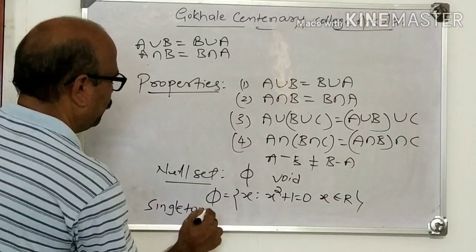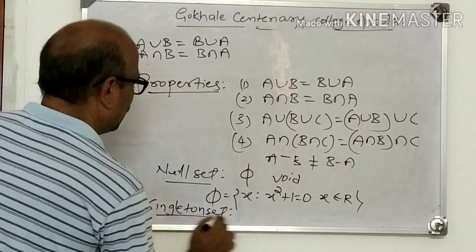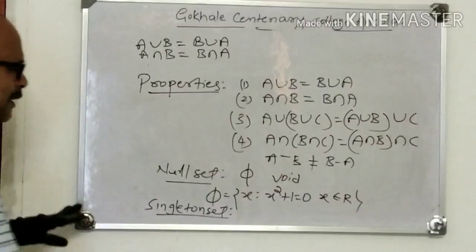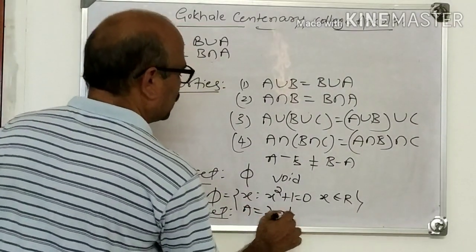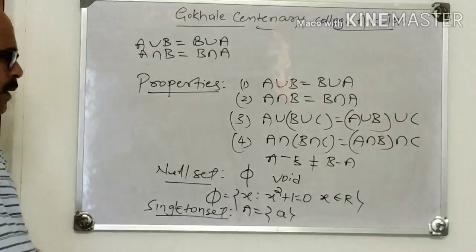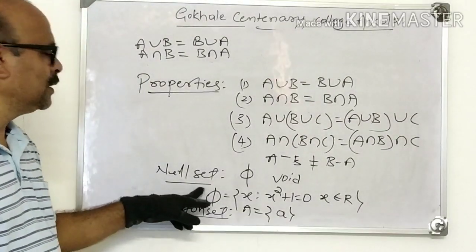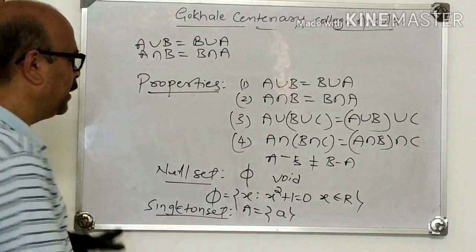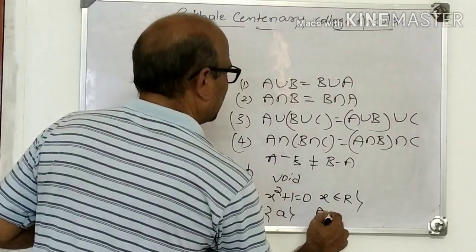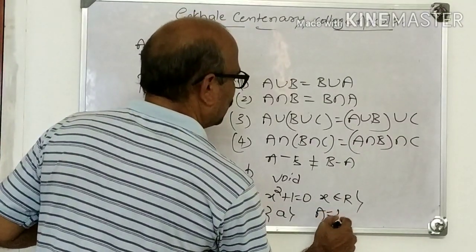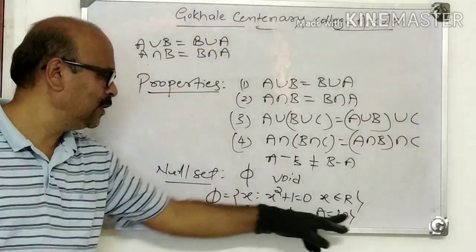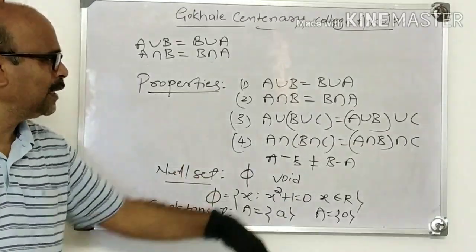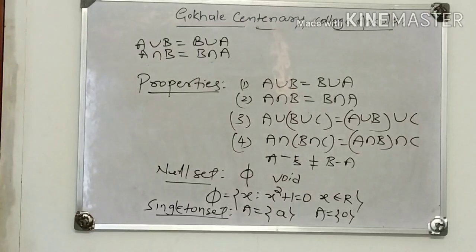And one more is singleton set. Singleton set means a set which consists of only one element. This is singleton set. This is null set. And consider one more example. A is equal to {0}. This is not a null set. It contains one element, 0. Null set means it doesn't contain any element.